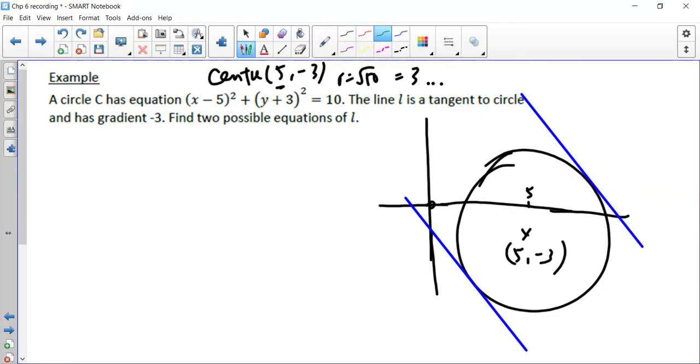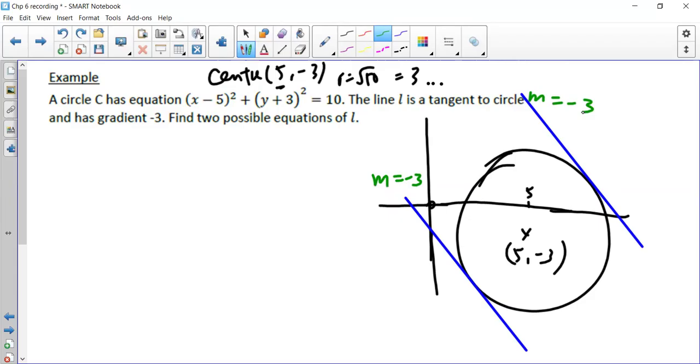Now, I'm going to go through two methods here. The first method, which some people find easier, but the second method I would like you to know, because the skill I'm going to show you in the second method is quite common in circle questions, especially in the exam. You might not need it in this question, but it's doable with that method as well.